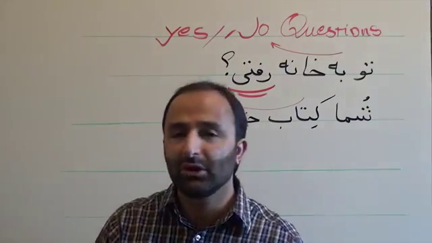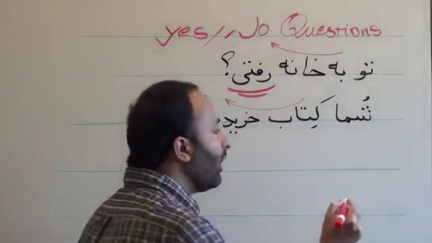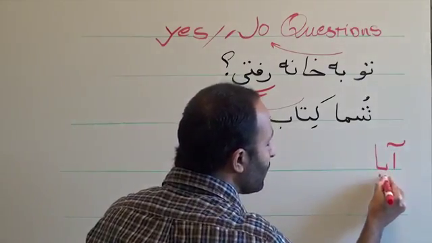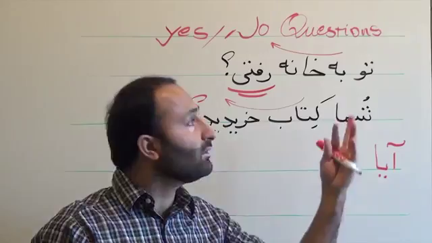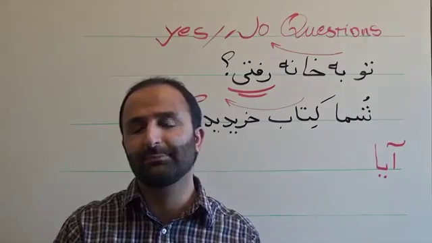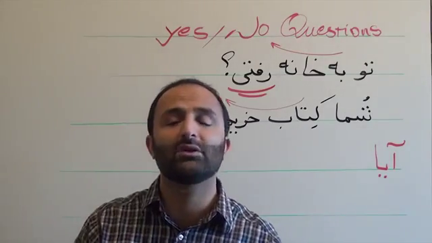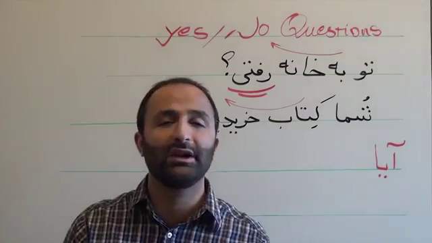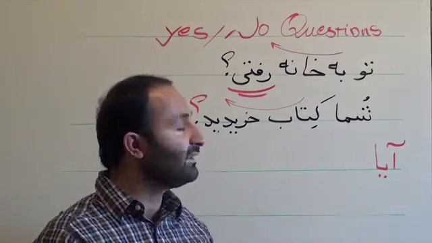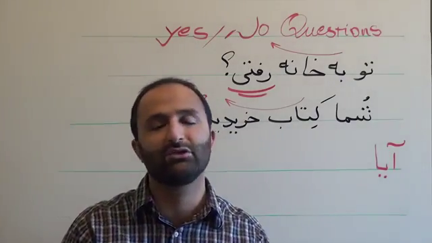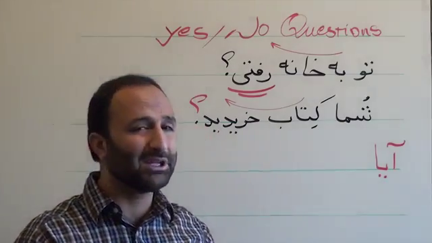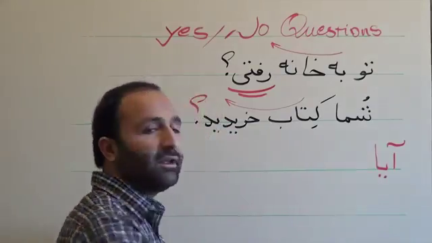Another way to form a yes-no question is using the word آیا. As you saw in the previous example, there is no change in word order. In English, to have a yes-no question, you need to change the word order in the sentence. In Farsi, you don't need such a thing. And even in the second way to form the yes-no question, you don't need to change the word order. You just put the word آیا in the beginning of the sentence, and then you have a yes-no question.